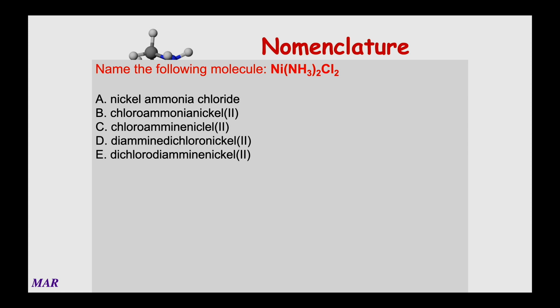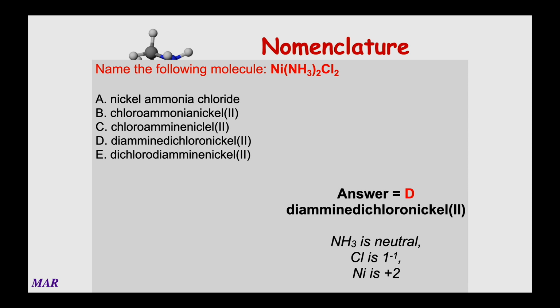So this thing would be diamminedichloronickel 2, and that would be the cool name of this compound. Woohoo! Again, if you see a long name like that, just break it down into little pieces, and then these molecules will absolutely fall for you.